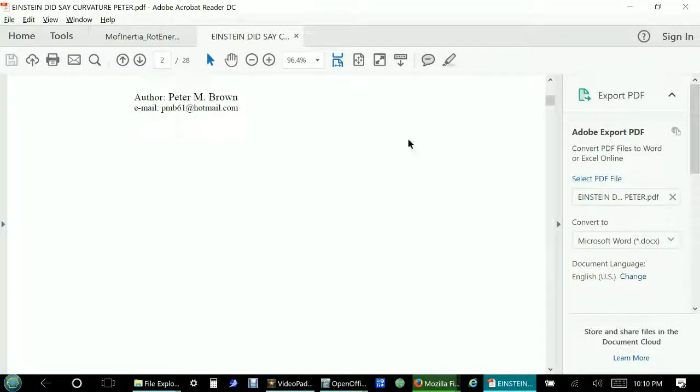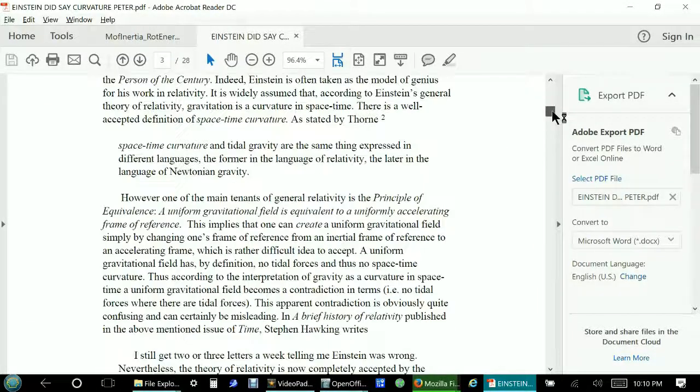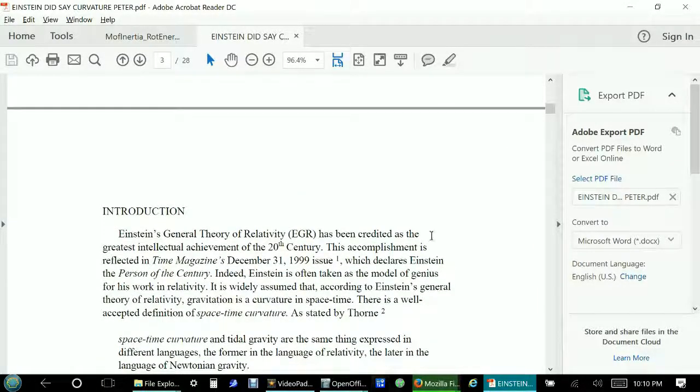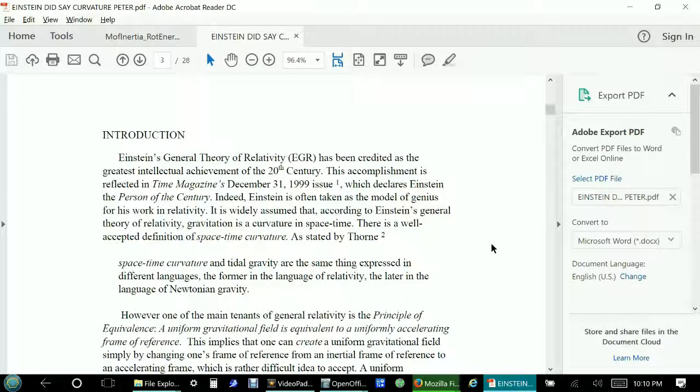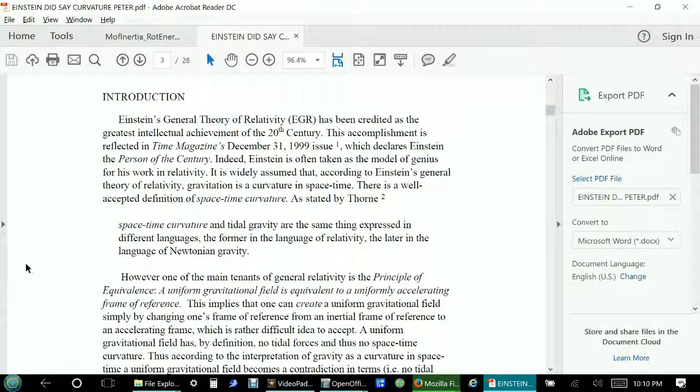The author is Peter M. Brown, and it was a scholarly paper, peer-reviewed, and he goes on to say basically what he just said in his abstract, that Einstein never identified gravity with the curvature of space-time. The space-time curvature and tidal gravity are the same thing, expressed in a different language.